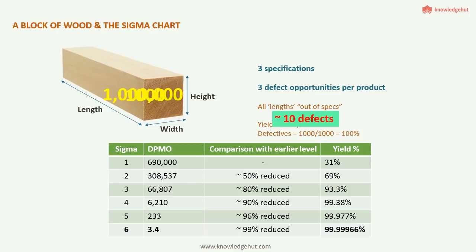Now if you concentrate back on the chart below, and look at the column that says comparison with earlier level, you will notice that as we improve from one level to another, the improvement is not linear. It becomes more and more steep and difficult. At 2 Sigma, you are expected to produce only half of the defects that you produce at 1 Sigma. At 3 Sigma, you are reducing by 80% of what defects you produce at 2 Sigma, and so on. So 80% and 90% and 96%, and then finally, it's actually more than 99%.